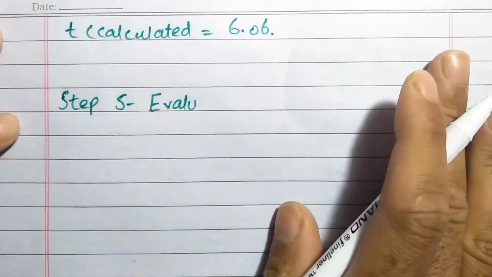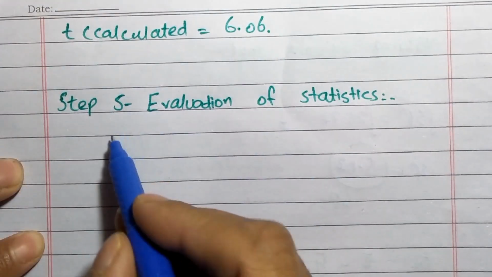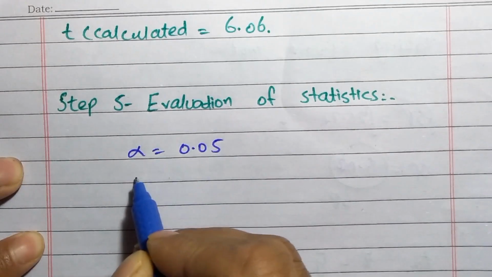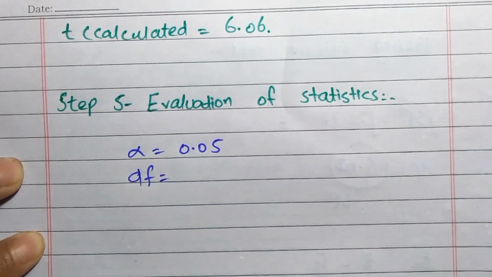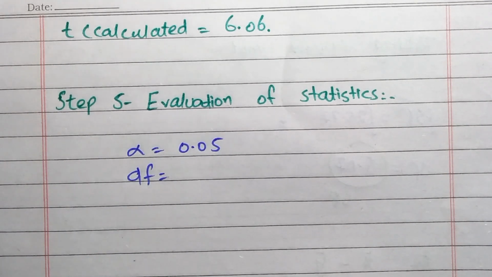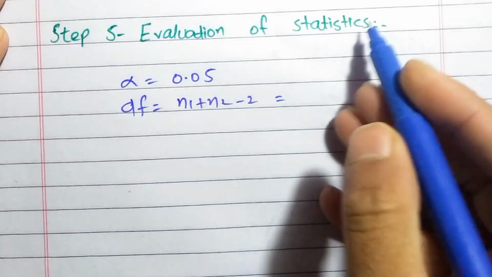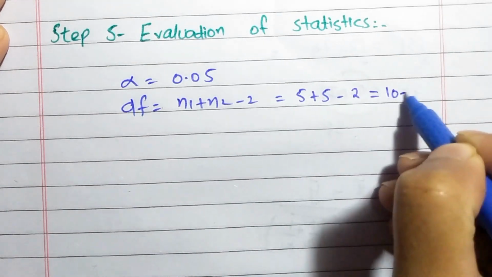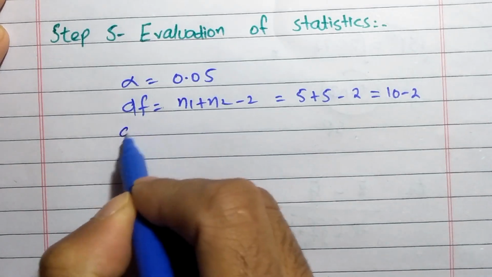Step number 5 is evaluation of statistics. As the confidence level or the value of alpha was not given in the question, we considered a confidence level equal to 95%, so alpha at a confidence level of 95% is 0.05. df represents the degrees of freedom and it is equal to n1 plus n2 minus 2. We are going to use both of these values to find the value of t tabulated from the t table. You can find the t table on Google. Sample 1 is equal to 5 and sample 2 is equal to 5, so 5 plus 5 minus 2 is equal to 10 minus 2, so df is equal to 8.